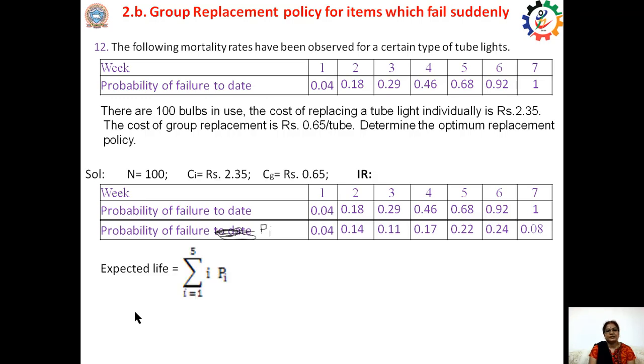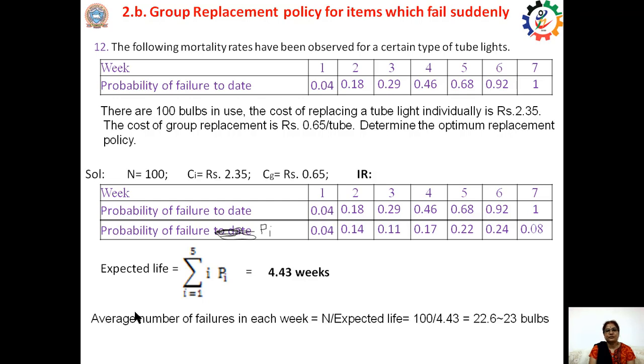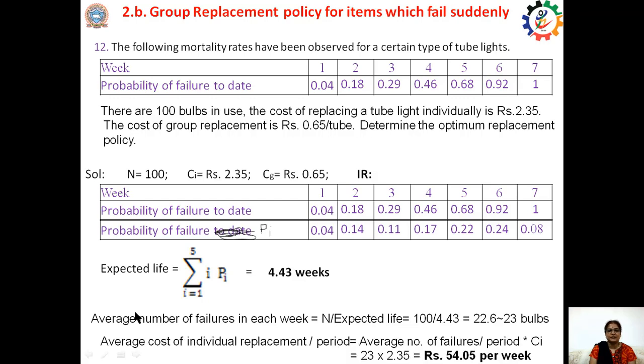Now expected life, you get like this. We have done 1 into 0.04 plus 2 into 0.14 plus 3 into 0.11, like that you get 4.43 weeks. You have to just divide 100 by 4.43, you get 22.6, because bulbs should be a whole number, I made it 23. So average cost is 23 into 2.35, you get 54.05 per week.